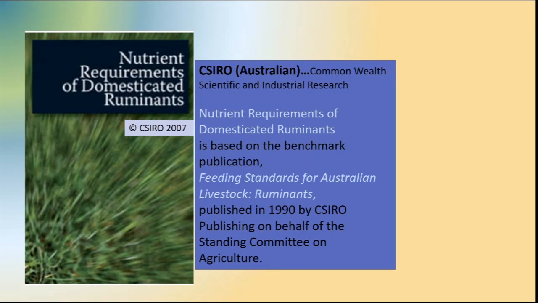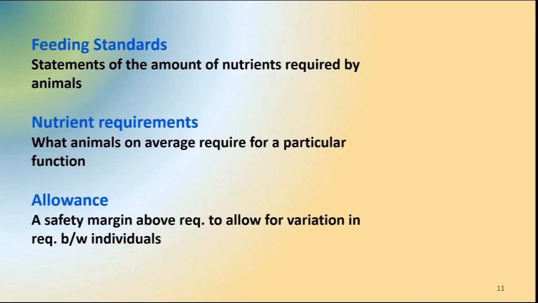The CSIRO, the Australian Commonwealth Scientific and Industrial Research Organisation, published in 2007 the Nutrient Requirements of Domesticated Ruminants. This publication is based on the Feeding Standards for Australian Livestock: Ruminants, published in 1990, and on that basis they published this book in 2007. So the USA, and then these Australian feeding standards. Similarly, for other countries, those feeding standards are available as a guideline for formulating rations.